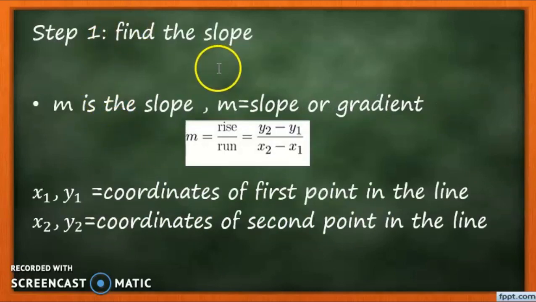So if you remember, y = mx + c, the m means the slope or gradient. And to find m, there are two methods. You could use rise over run or the formula method. As you can see with this formula, they're actually indicating points. So x1, y1 is the coordinates of the first point on the line. x2, y2 are the coordinates of the second point on the line.